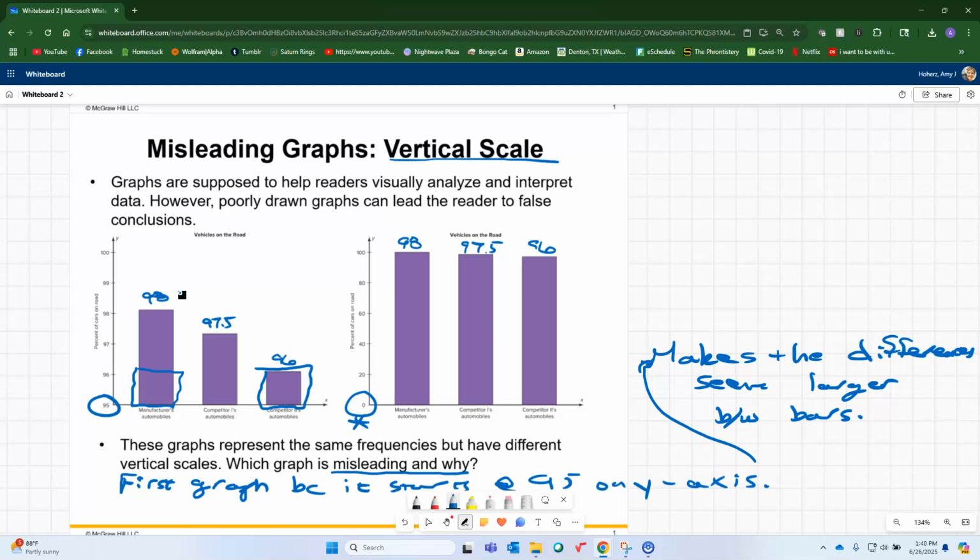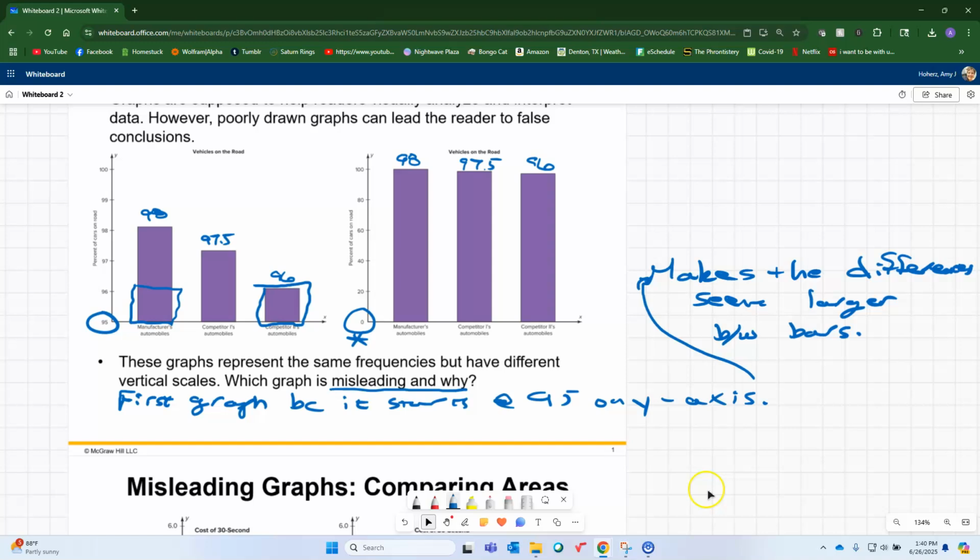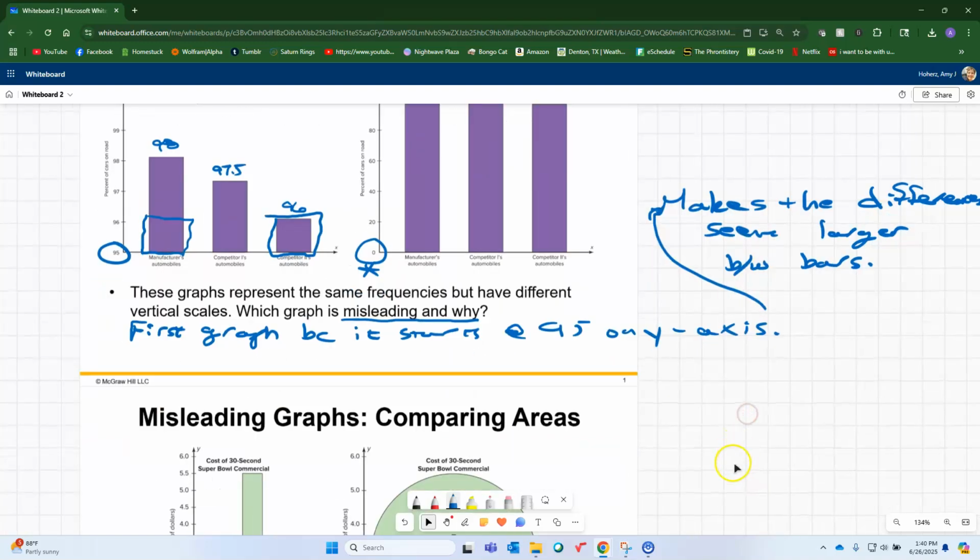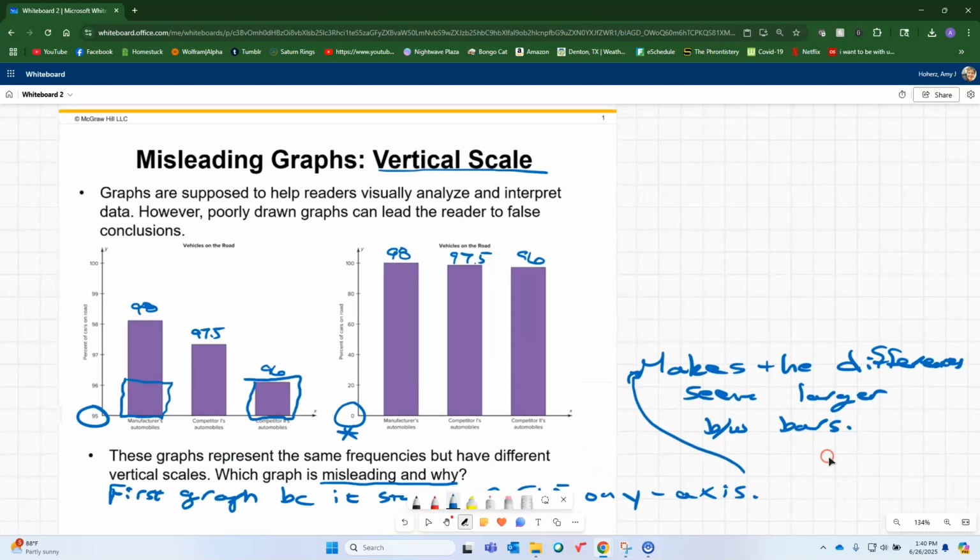Where in reality, if you start at 0, you can see they're all pretty close to 100. 98, 97.5, and 96 are all pretty close to 100. They do get a little lower, but not as dramatically lower as this first one shows. All right, so when we make a graph, if at all possible, you want that y-axis to start at 0. That's the ideal. Let me write that down too. So the ideal is to start the y-axis at 0.